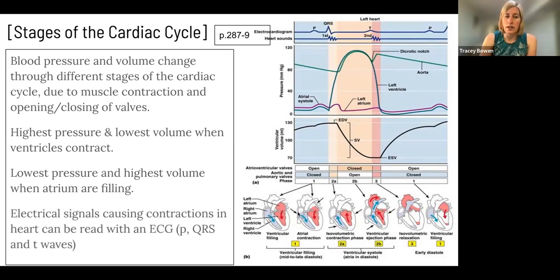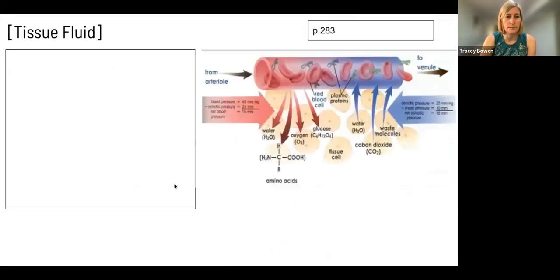Electrical signals causing contraction in the heart can be read with this electrocardiogram. And actually the size of the QRS wave, the distance between the P and the QRS wave, all of these things can tell a doctor if you are having heart problems.